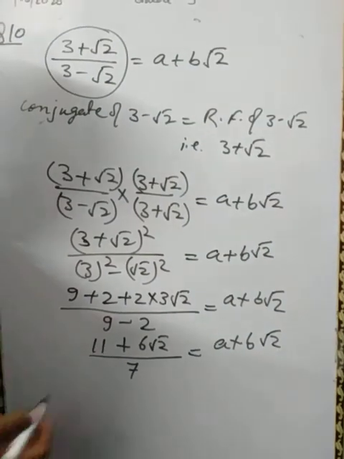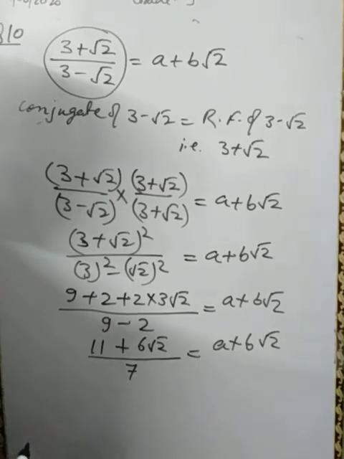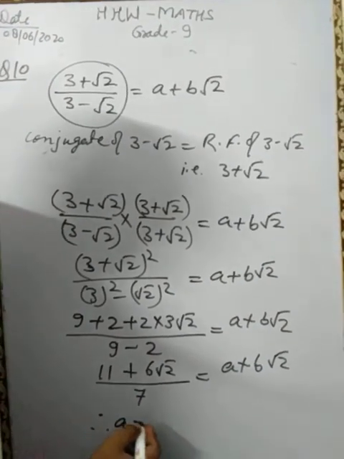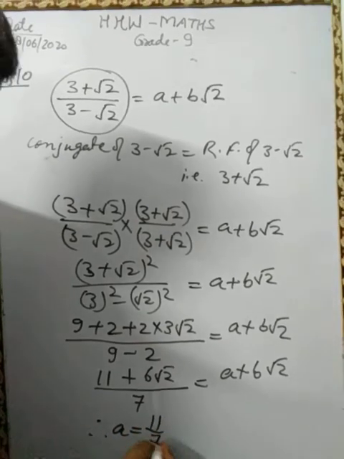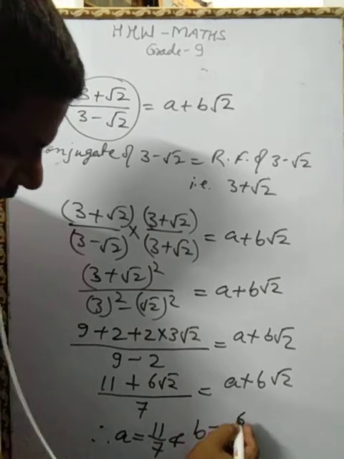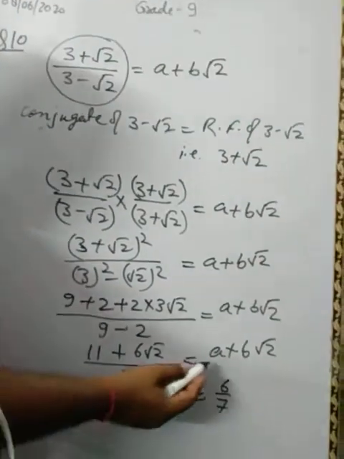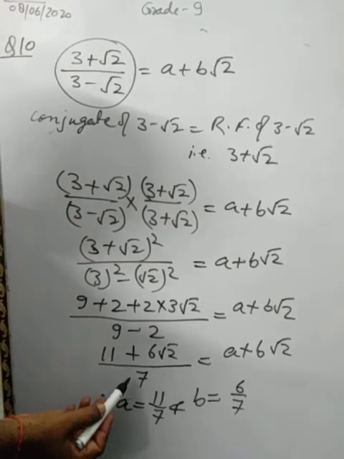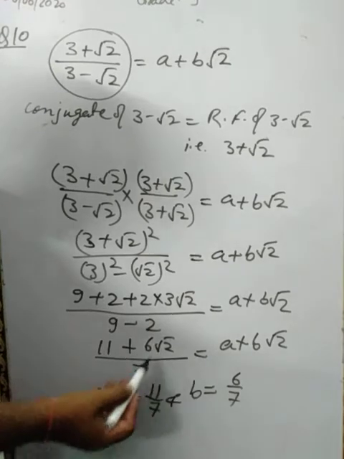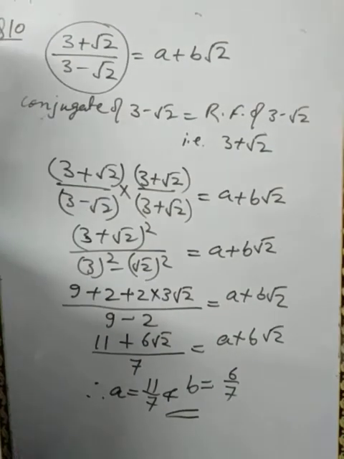Now dear, you may write 11 upon 7 plus 6 root 2 upon 7. So on comparing both the sides, a equals 11 upon 7 and b equals 6 upon 7. Because this is the real part, you will write 11 upon 7 plus 6 root 2 upon 7, and the coefficient of root 2, that is 6 upon 7, will be the value of b. And this is the complete solution of question number 10.